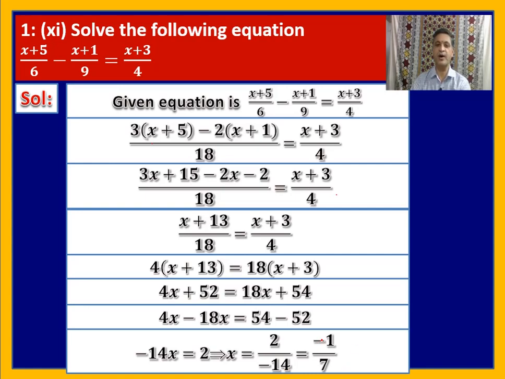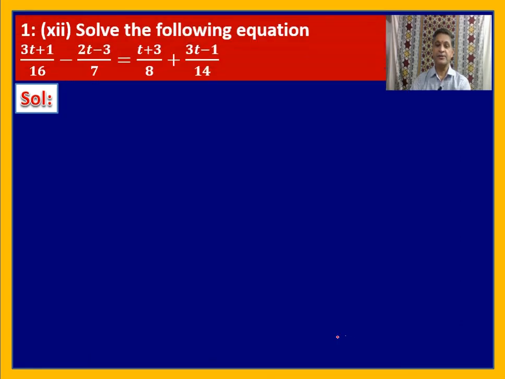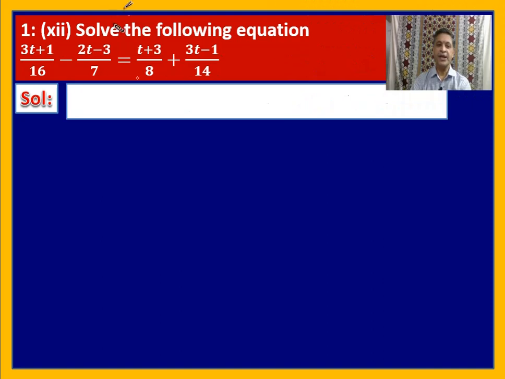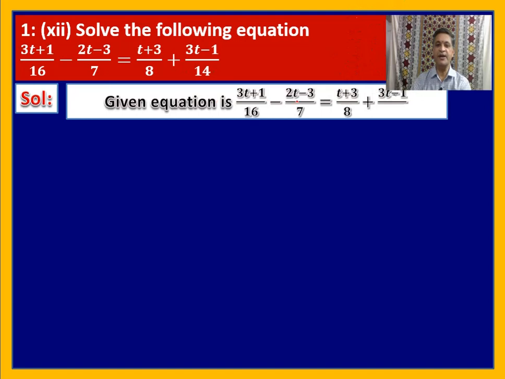You write minus always in the numerator. So go to 12th example in first Roman. Solve the following equation. (3t plus 1) by 16 minus (2t minus 3) by 7 is equal to (t plus 3) by 8 plus (3t minus 1) by 14. Given equation has all variables. In every term we have variable. (3t plus 1) by 16, it is variable t. Minus (2t minus 3) by 7, it is also variable, is equal to (t plus 3) by 8, it is also variable, plus (3t minus 1) by 14.